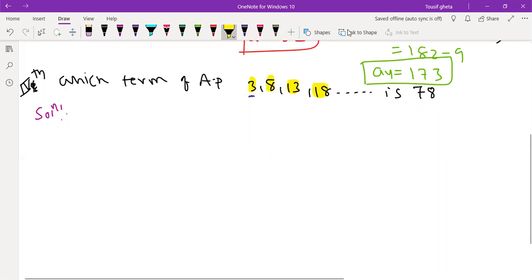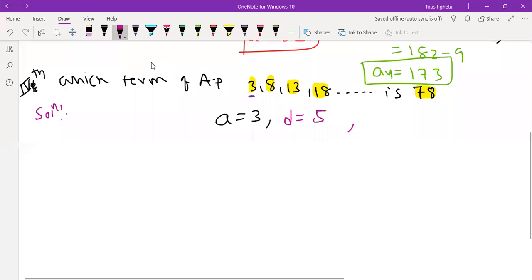So like that, they are asking which term will be 78. Like 18 is your fourth term, like that, which term will be your 78? So the data you should write here. A is equal to 3. What will be D? D is equal to A2 minus A1, nothing but 8 minus 3. Correct now? 8 minus 3, how much? D is equal to 5. Am I right?